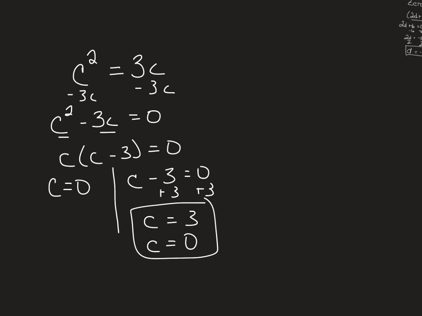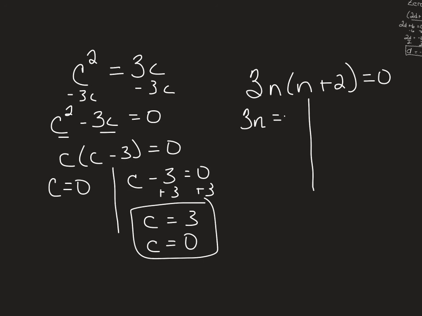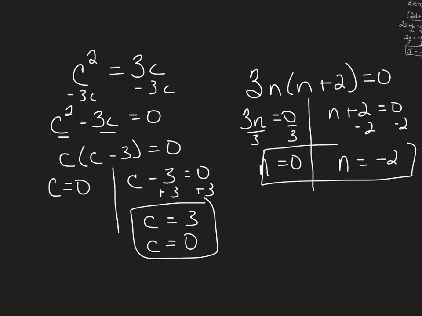Let's look at 3n times n plus 2. Okay, remember, either 3n equals 0 or n plus 2 equals 0. So if we divide both sides by 3, 0 divided by anything is 0. If we subtract 2 from both sides, n is negative 2. So these are the two solutions here.